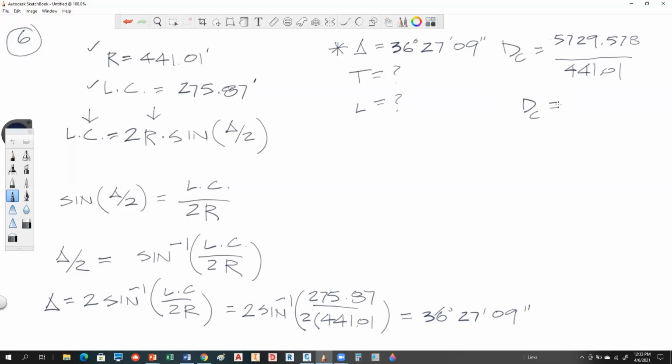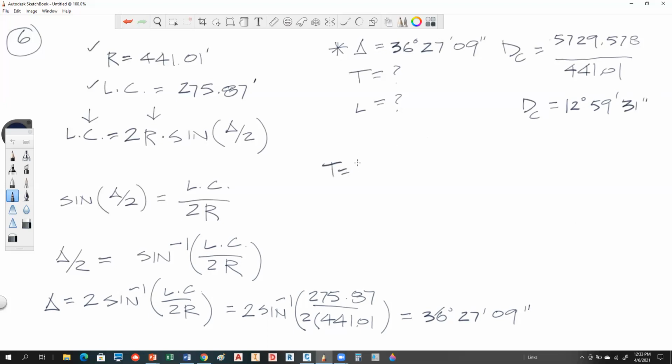So 5729.578 divided by 441.01. And that gets me about 12 degrees, 59 minutes and 31 seconds. So we've got this guy, 12, 59, 31. Okay, so what about T?